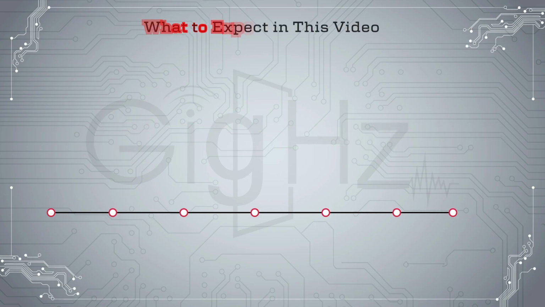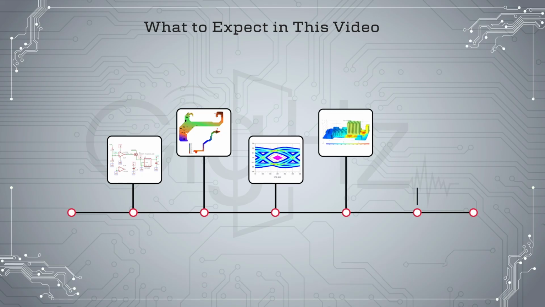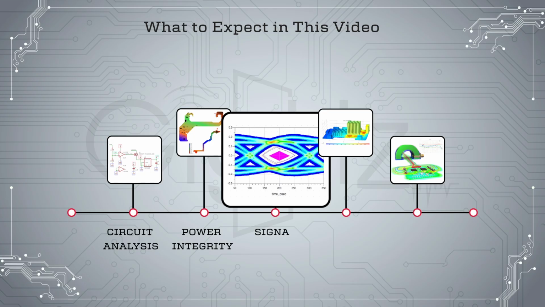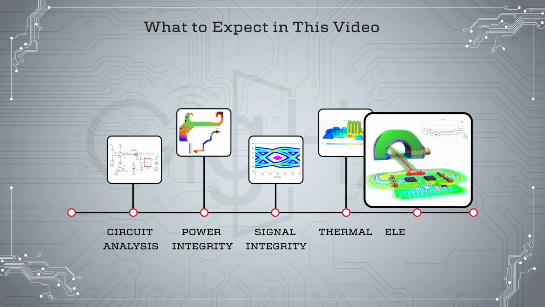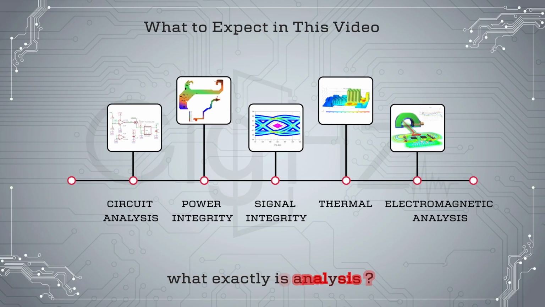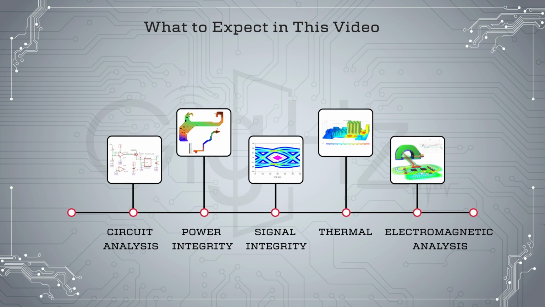In this video, we will explore the concept of analysis in electronics, covering various types such as circuit analysis, power integrity, signal integrity, thermal and electromagnetic analysis, and their importance in design and simulation. But what exactly is analysis in electronics and why is it so important? Let's break it down.